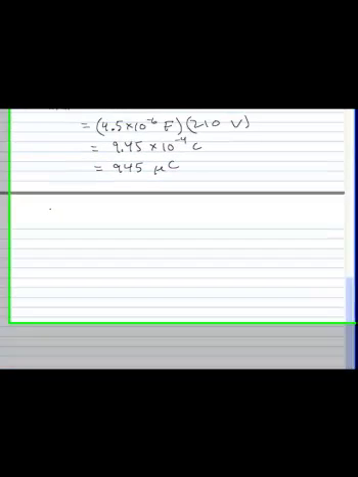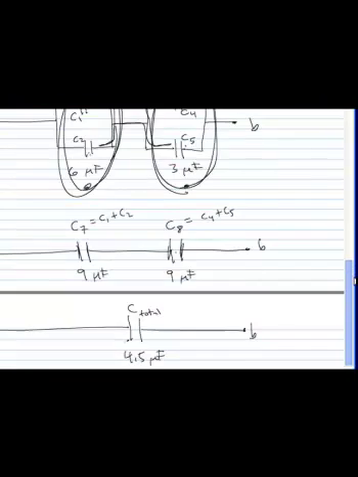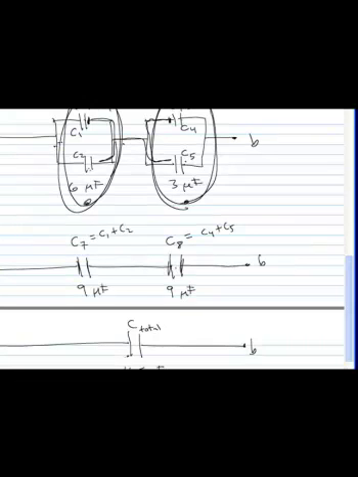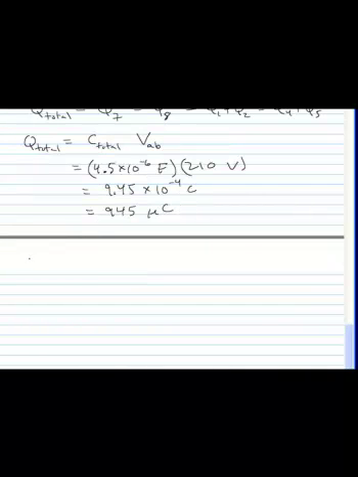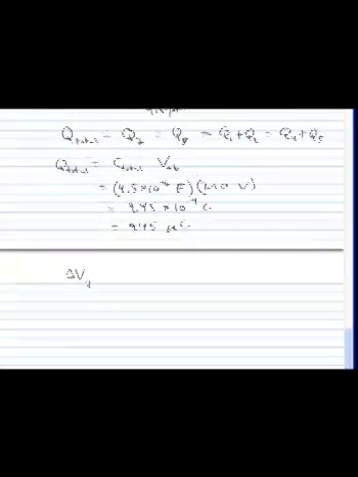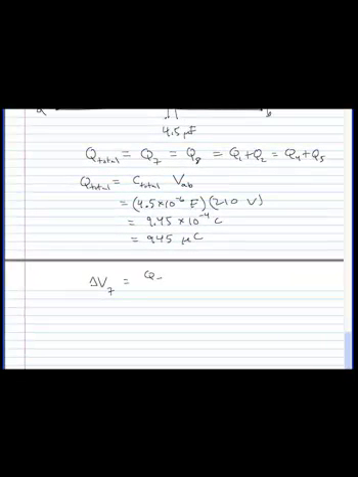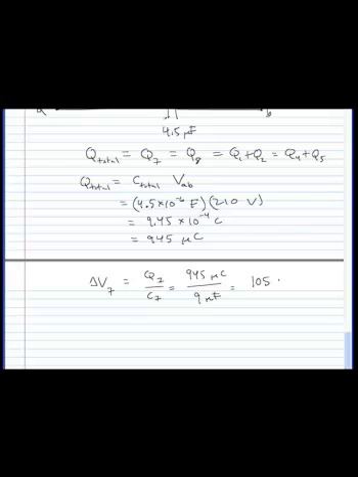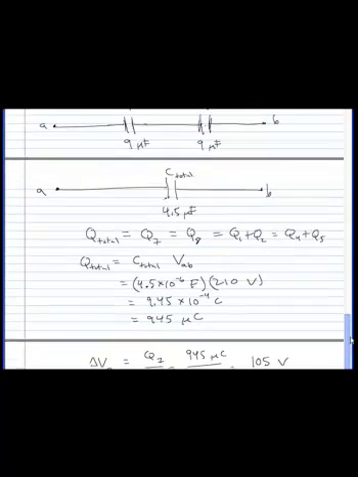And I want to find the voltage across capacitor 7. That's the voltage drop across this first set. So that's going to be Q7 over C7, 945 microcoulombs over 9 microfarads, and I get 105 volts. So does that make sense? Let's go back and take a look, make sure things are making sense to us.